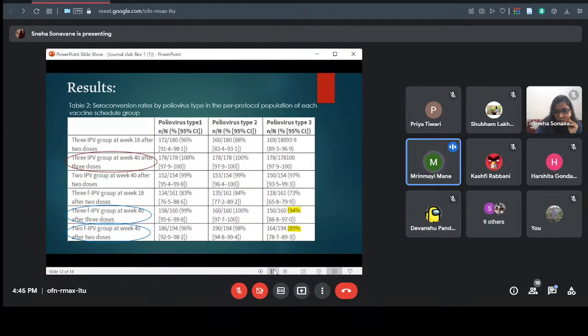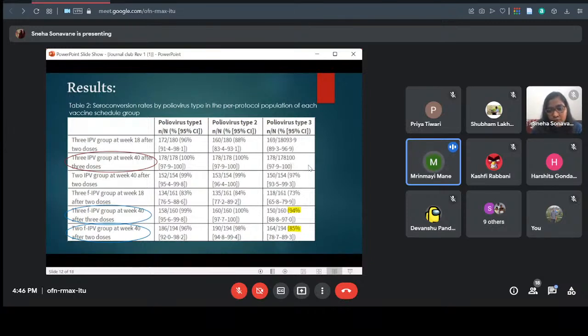Okay, so this table shows the seroconversion rates at the end of the trial, that is at the end of 40 weeks. So once again, I'll explain what seroconversion rate is. So seroconversion rate represents the total proportion of each group that changed from seronegative to seropositive. So as you all can see, the 3 IPV group, which is marked with red circle, shows 100% seropositivity for all 3 poliovirus types, which means all the infants in this group showed seroconversion at the end of the trial for all 3 polioviruses.